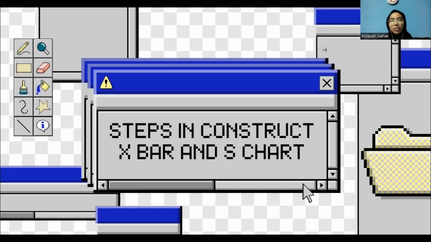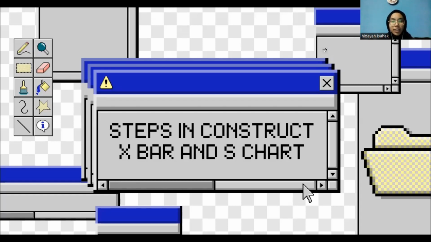Assalamualaikum to our doctor and to my group members. My name is Nur Hidayah binti Ishaq. Now I will continue the presentation with the steps to construct the X bar and S chart.